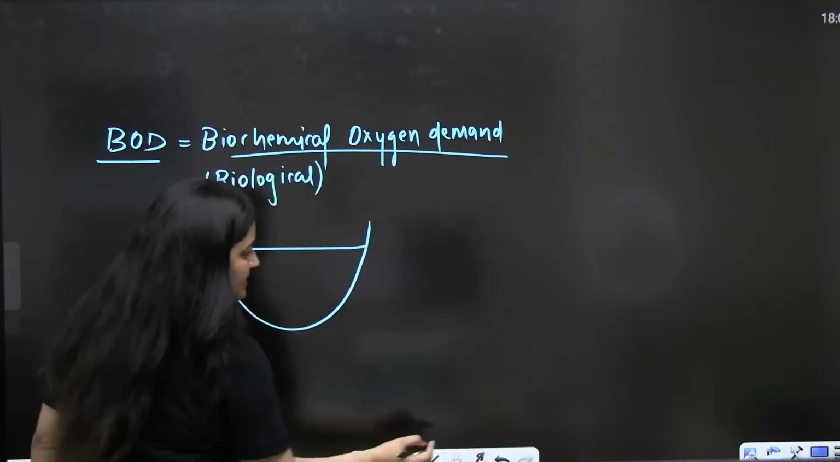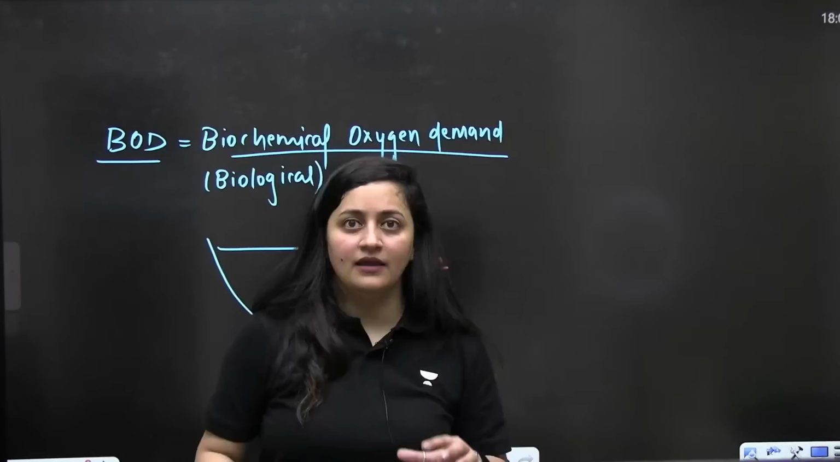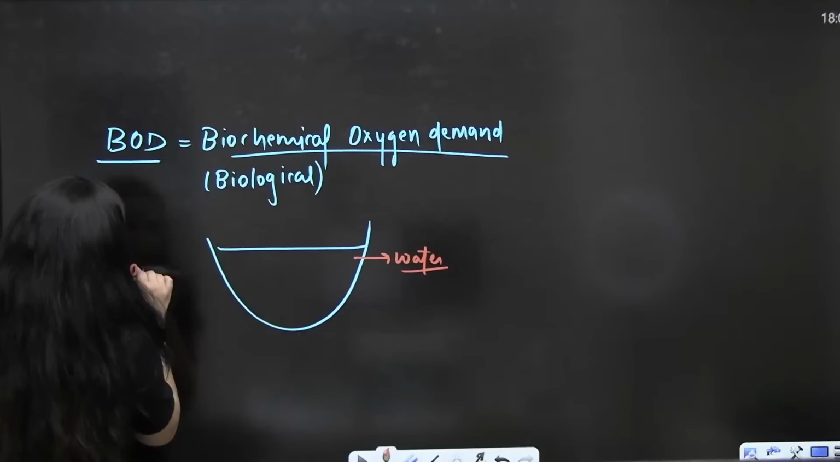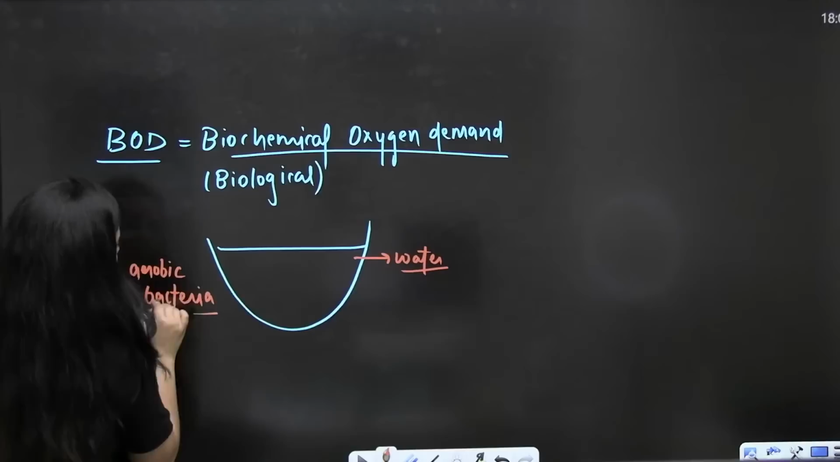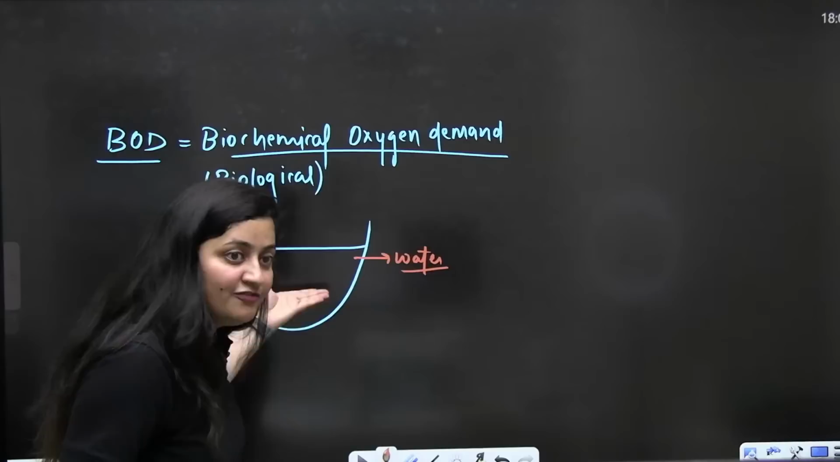See, here you have water, and that water is rich in organic matter. Basically, what is happening? We have aerobic microorganisms. Let's say we have aerobic bacteria. Here, our excreta, our potty, is food for these bacteria.